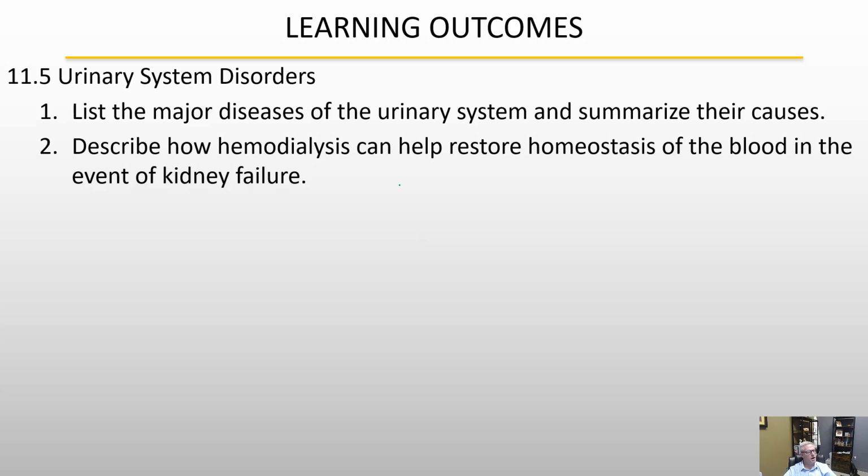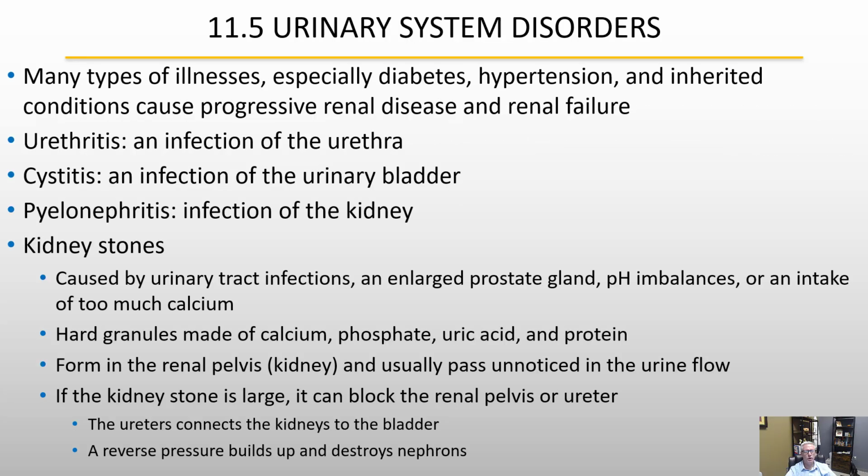We're actually going to not cover how urine is formed and the kidney and nephrons and all of that fun stuff. So it's going to be a very short chapter today. So we're just going to cover really the disorders of the urinary system. And a lot of these urinary system disorders are caused by illnesses such as diabetes, hypertension, some inherited conditions because of progressive renal disease or renal failure.